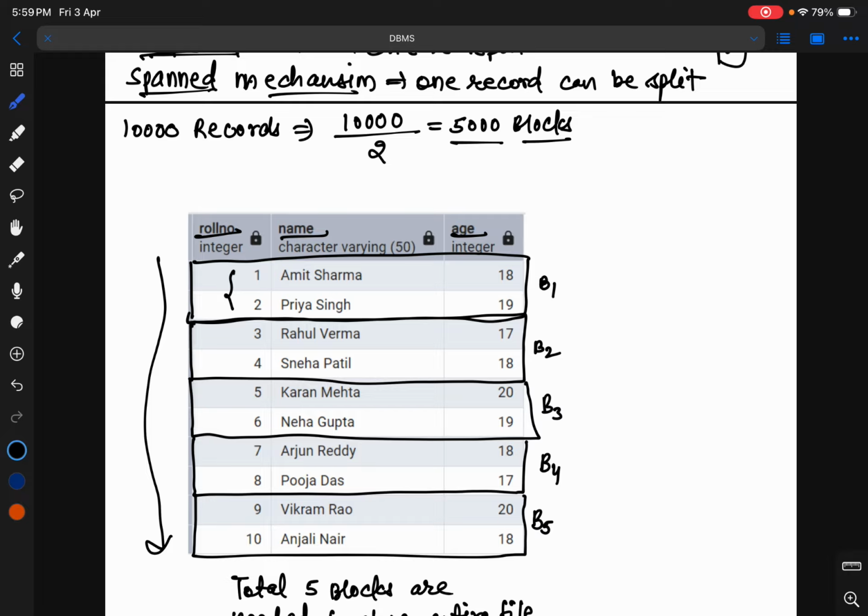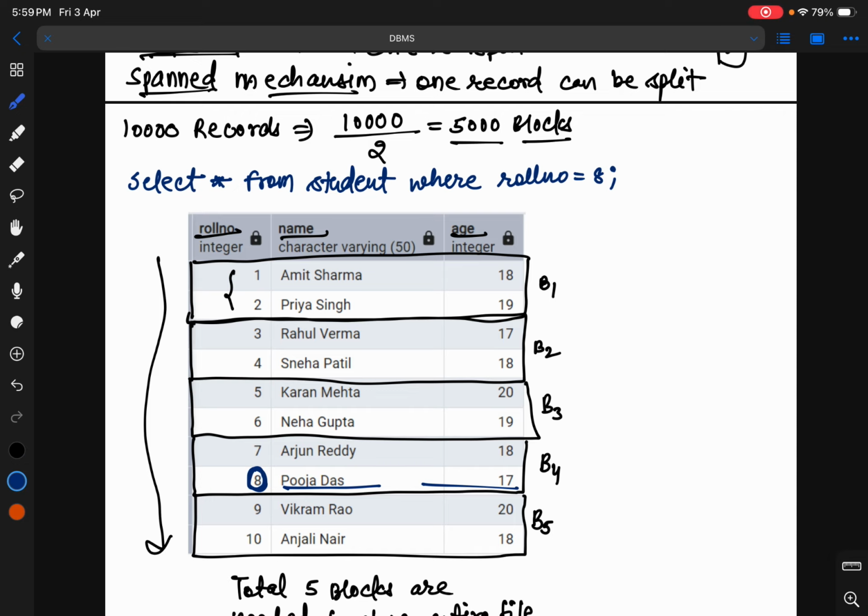So what happens, let's suppose I want to search for data. Let's suppose I want to find the data of a student of roll number 8, right? For that, let's suppose you run the query: select star from student where roll number equals 8. So what we are trying to do here is find the data of this student.